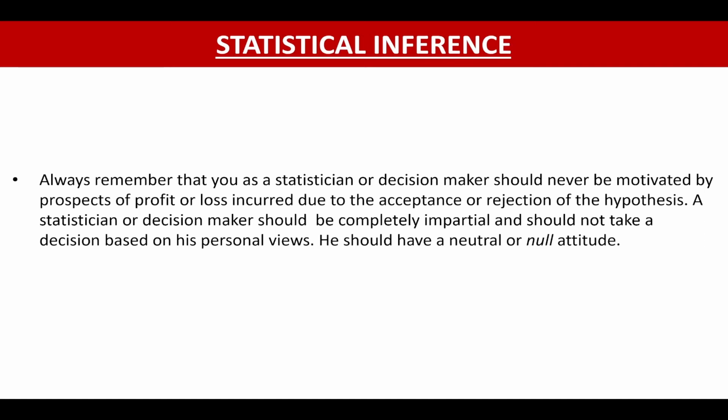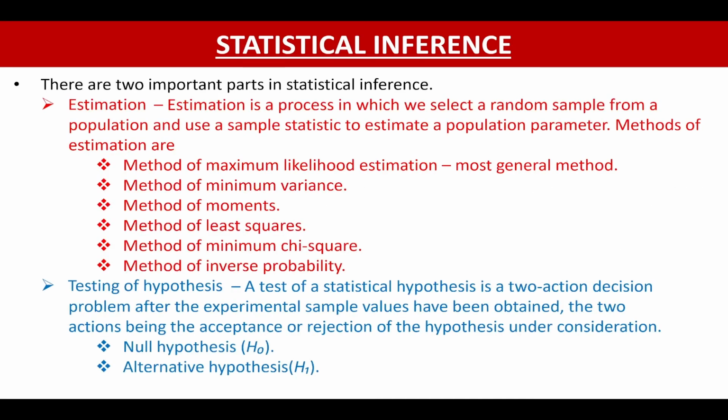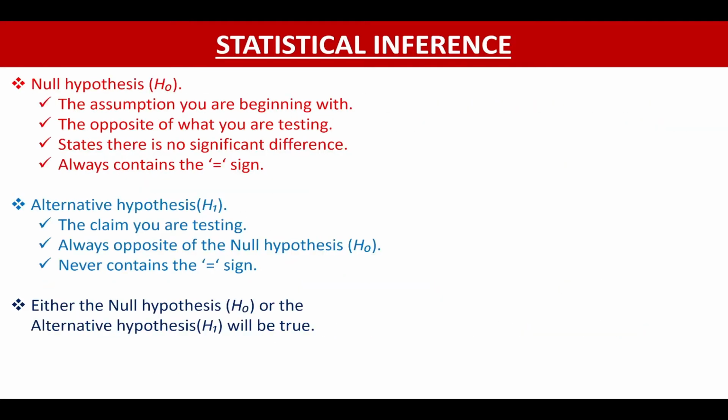So let me revise testing of hypothesis once again. A test of a statistical hypothesis is a two-action decision problem after the experimental sample values have been obtained. The two actions being the acceptance or rejection of the hypothesis under consideration, formulating the null hypothesis and then formulating the alternative hypothesis. While formulating the null hypothesis, always remember that it is the assumption you are beginning with. It will be opposite of what you are testing.